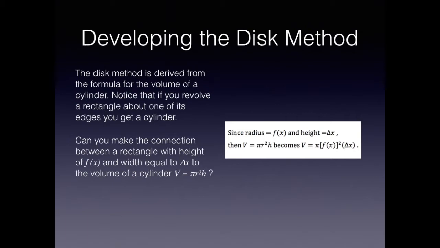So we can take the volume formula, which is v equals pi r squared h, and we see that in terms of integrals, we're going to use v equals pi times f of x squared delta x, and we're going to integrate with this formula.